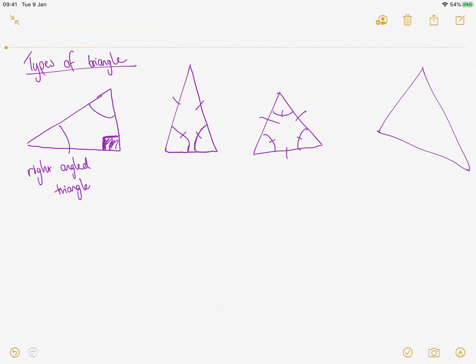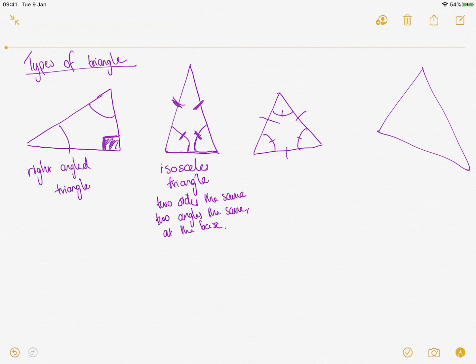This is an isosceles triangle. And what's special about that is that it's got two sides the same. But more importantly for us, because we're looking at angles, two angles that are the same at the base of the triangle. But it could be drawn another way, so it might not look like the base, but I could draw it this way, and these angles would still be the same.